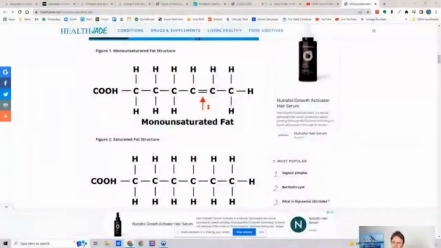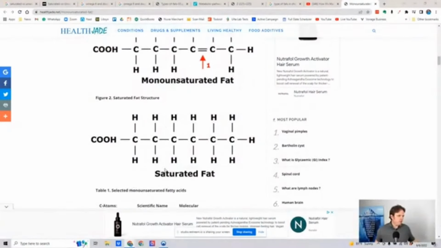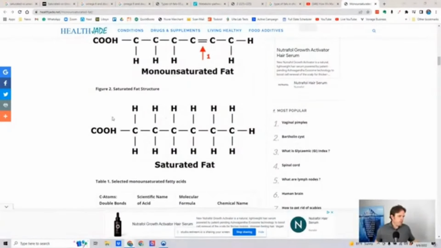Real fast again, little recap. These are your saturated fats right here, right? Carbon, hydrogen, hydroxyl, right? Carbon, all saturated with the hydrogen on the end, right? These are going to be your coconut oil. This is your grass-fed butter. This is going to be your healthy tallow, grass-fed meat, right? These are going to be all those healthy animal fats.